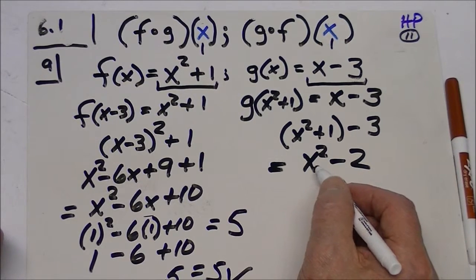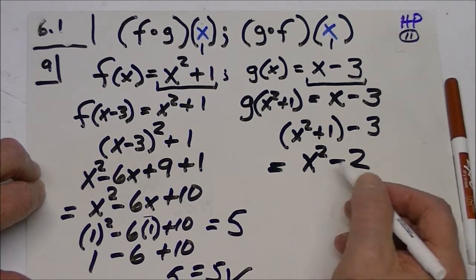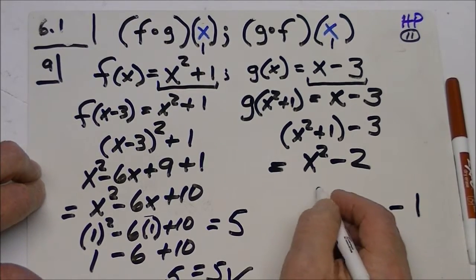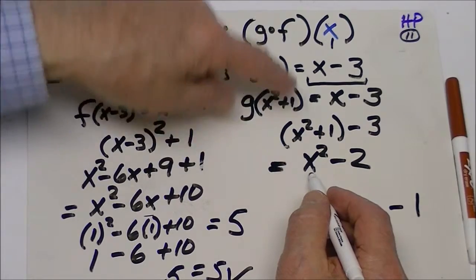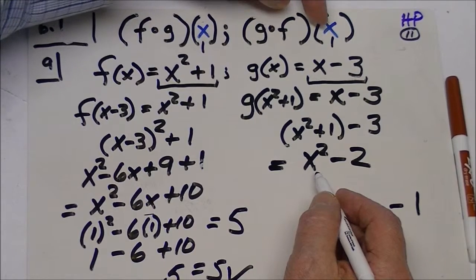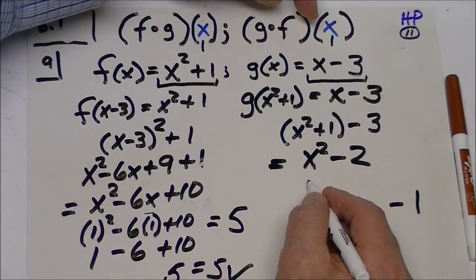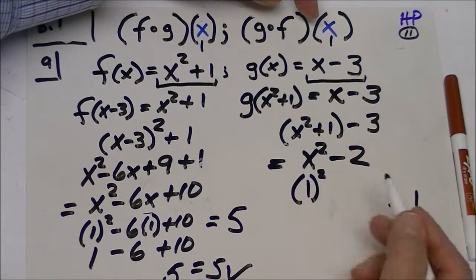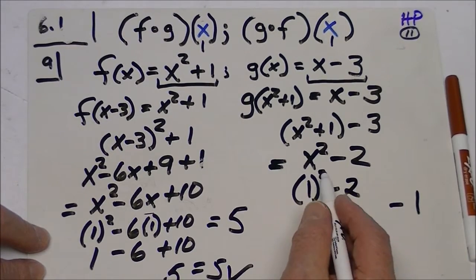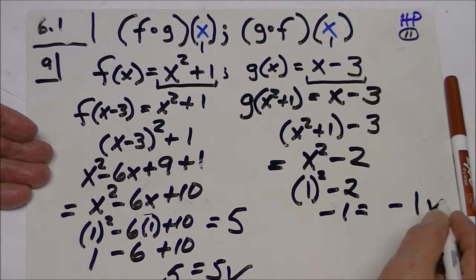Now how about this one? When we did this one earlier, we got this as being a negative 1. So if we put a 1 in there, which is our g composed with f, where we used a 1, x now is 1, so 1 squared minus 2. Well, 1 squared is 1. 1 minus 2 is negative 1. And this one checks.